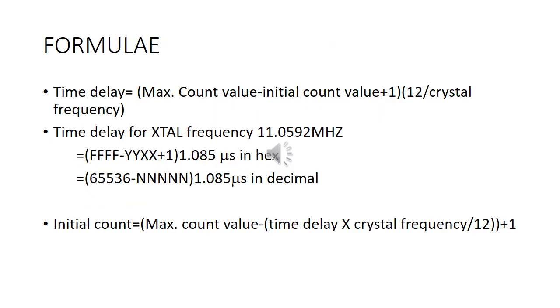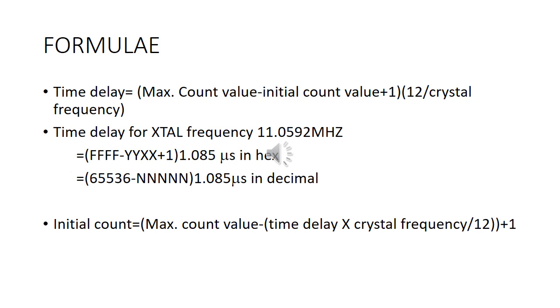Next we'll see some of the formulas related to timer programming. In order to calculate the time delay, the formula is the maximum count value minus the initial count value, plus 1, multiplied by 12 divided by the crystal frequency. If you connect a crystal whose frequency is 11.059 megahertz, then the time delay is equal to FFFF minus YYXX plus 1, into 1.085 microseconds.